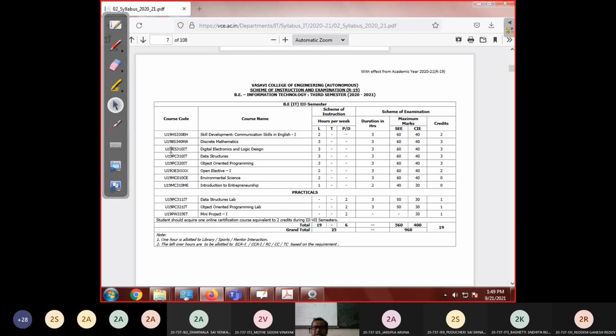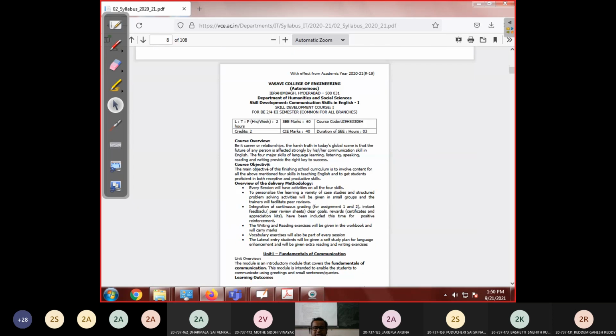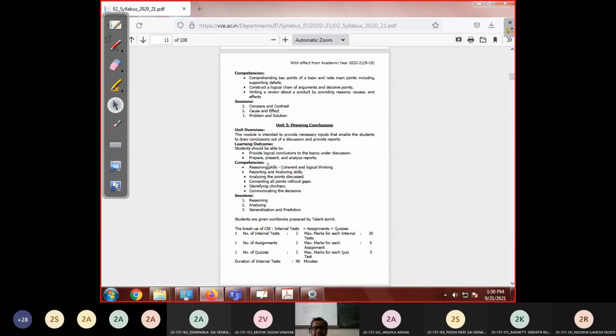So your batch will get U20, undergraduate 2020 joining batch. Then ES for engineering sciences, 310 is the sequence number of the course in this list. Third semester, one for theory, something like that. I don't remember exactly. This is the course which we are going to discuss in the semester, digital electronics and logic design. Now let us have a look at the syllabus of the course.